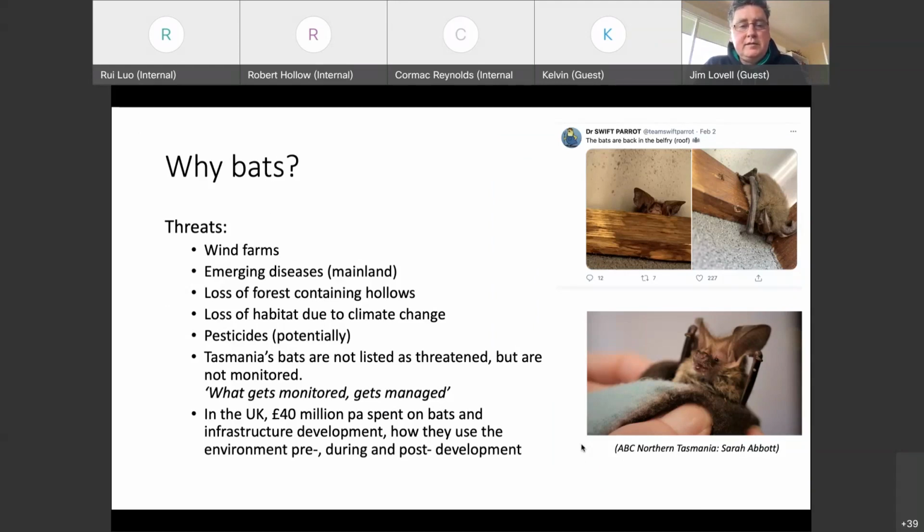In other places in the world, like the UK, £40 million per annum is spent on bats and infrastructure development, how they use the environment before, during, and after a development. So there's quite a lot of interest in understanding bats and their behaviour.